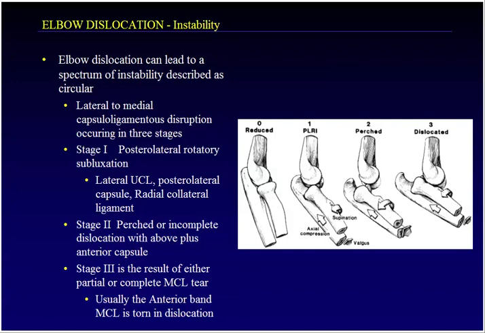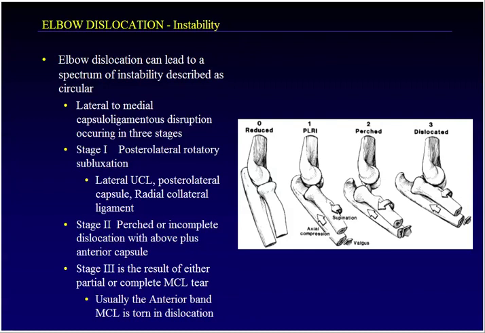Now, elbow dislocation can lead to a spectrum of instability, which is diagrammatically represented here from stage 1 to 3. Stage 1 is the posterolateral rotatory subluxation. Stage 2 is where you have perch or incomplete dislocation with damage to the anterior capsule. And stage 3 is the end result of this type of syndrome, where you have either a partial or complete tear of the medial collateral ligament, and it's the anterior band of the MCL again, which is the primary medial stabilizer of the elbow.